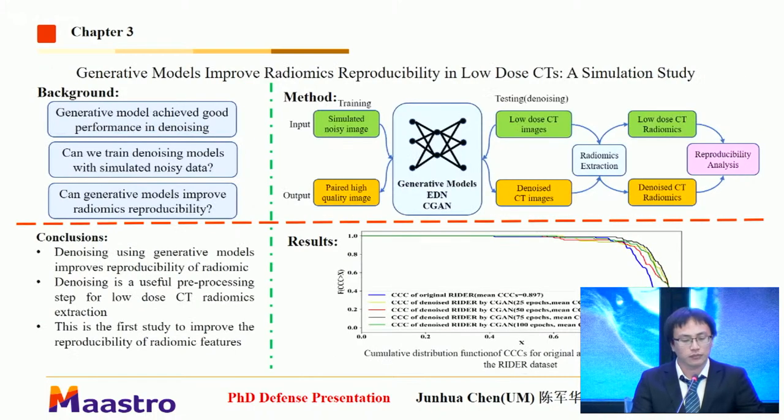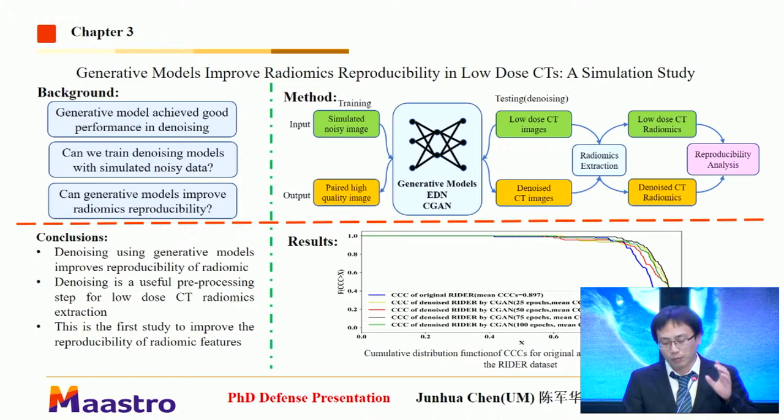And chapter 3 investigates the possibility of using generative models in low-dose CT radiomics. Two typical generative models, conditional generative adversarial network and encoder-decoder network, are included as test models. A generative adversarial network, GAN, is a machine learning framework consisting of a generator and a discriminator network that compete against each other, with the generator trying to generate realistic data and the discriminator aiming to distinguish between real and generated data.